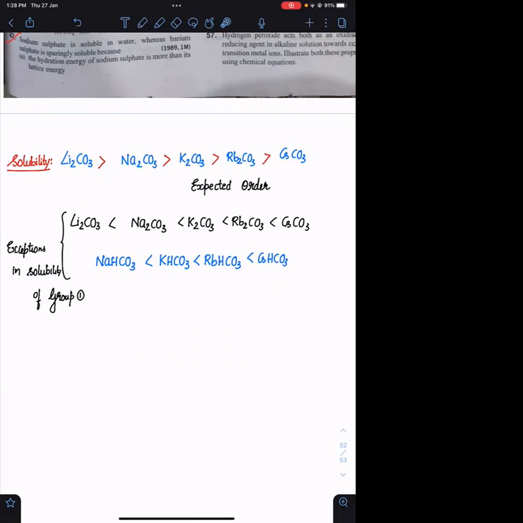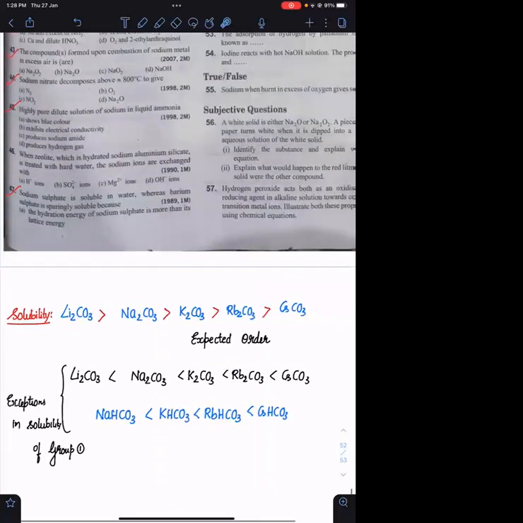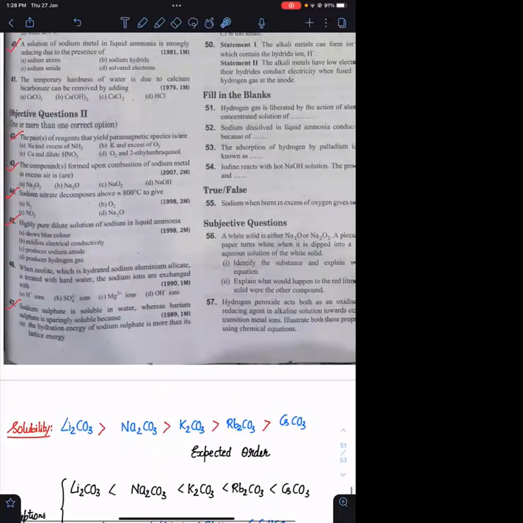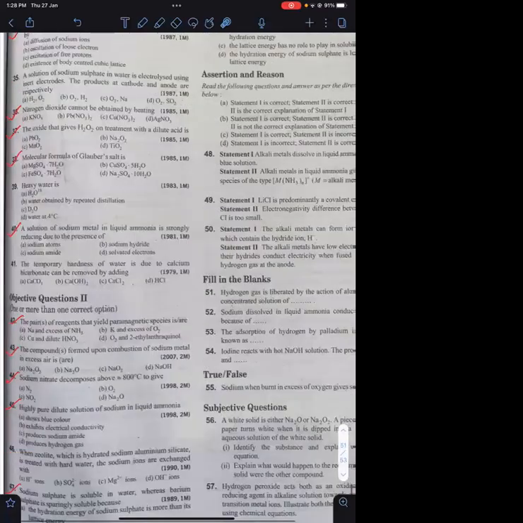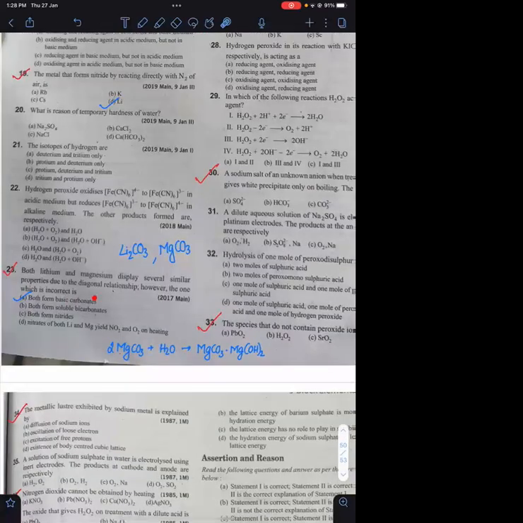So because of this reason, Li2CO3 is insoluble in water. If it is insoluble in water, it cannot form lithium hydroxide. Magnesium carbonate जो है वो soluble है. As a result, it is able to form basic carbonate. Lithium carbonate जो है, it is insoluble in water. As it is insoluble in water, it cannot form basic carbonate.